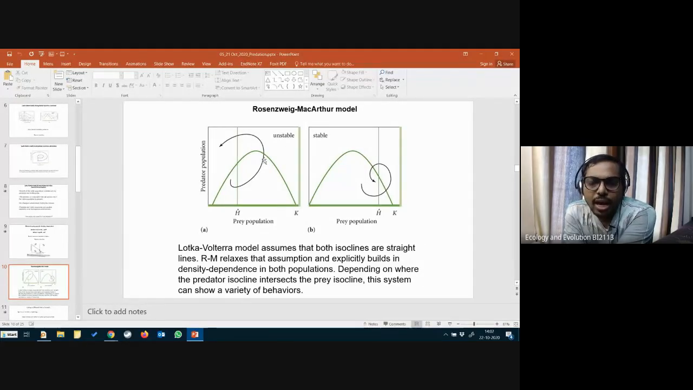Okay, and then depending on where the predator population's isocline cuts this, on the left hand side of the hump or the right hand side of the hump, you either get oscillations of increasing magnitude or oscillations of decreasing magnitude. Obviously this is stable, this is unstable.